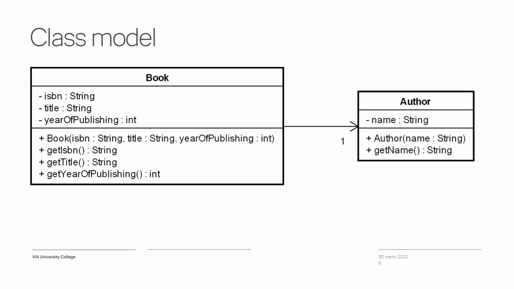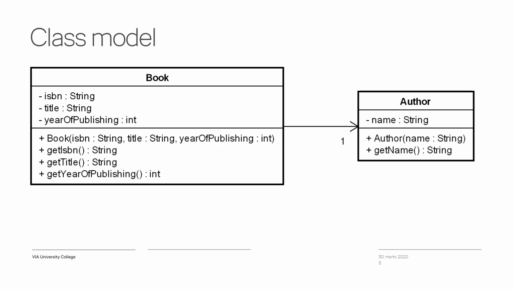Okay, let's look at this example. We have a book, with an ISBN number, which identifies which book it is. Then it has a title and a year of publishing. And then it has an author. To simplify the example, I just decided that a book has one author, even though reality isn't like that at all. The author just has a name, and that's it.